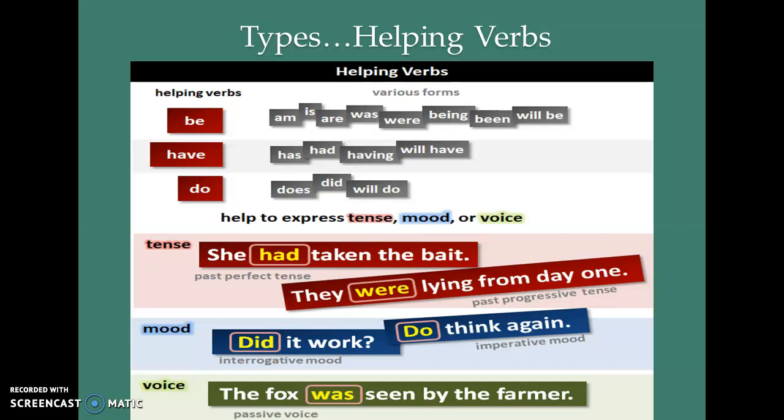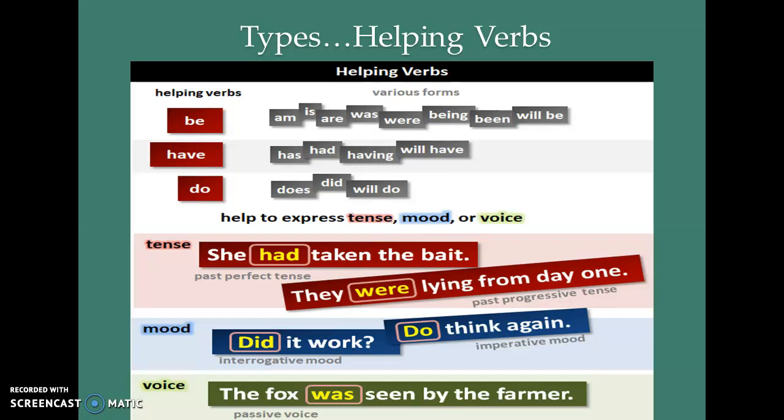Now, how does it indicate a tense? Look at the example. She had taken the bait. Here, had is referring to past perfect tense. And in the next sentence, they were lying from day one. Here, were is referring to past continuous tense.